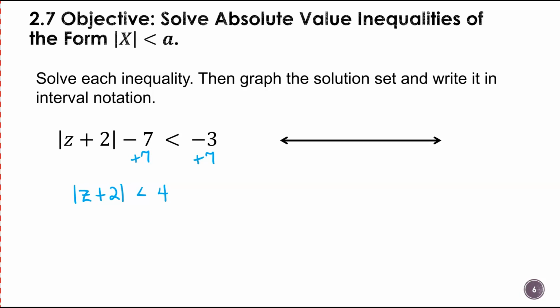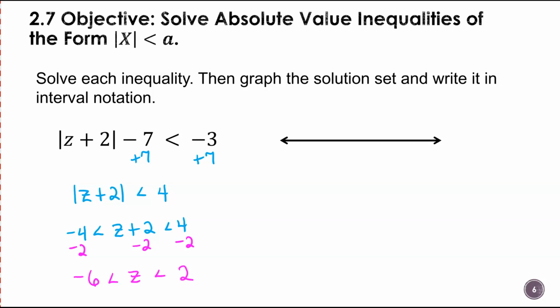Now I can set this up as my 3-part or compound inequality. So z plus 2 in my middle, it's greater than negative 4 and less than 4. Solve, and we just have to solve by subtracting 2. And so my compound inequality solution is negative 6, that's supposed to be my z, and then this is a 2. So here's what this says: z is greater than negative 6 and less than 2. So it's from negative 6 to 2.